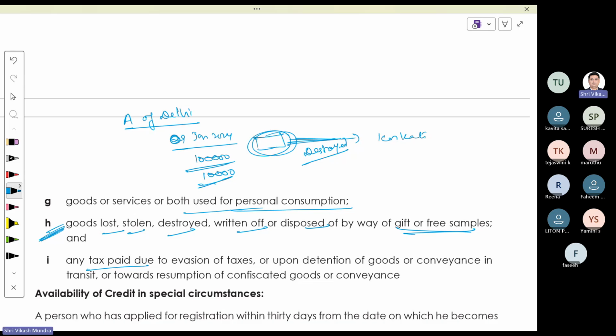Many companies distribute their goods as a free sample to their vendors or their customers. They are not supposed to claim ITC on that part.